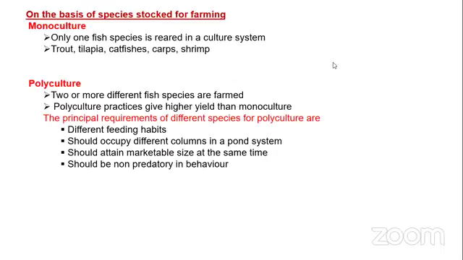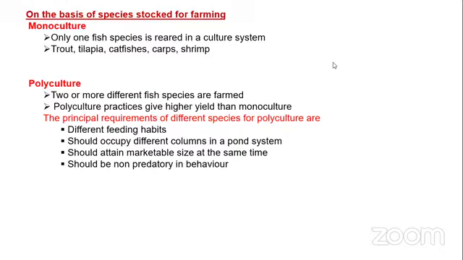Now, on the basis of species stocked, it is of the following types: monoculture, where we only keep a single species. So only one fish species is reared in a culture system, for example trout, tilapia, catfish, carps, and shrimp, one at a time. Then polyculture, where two or more different fish species are farmed.